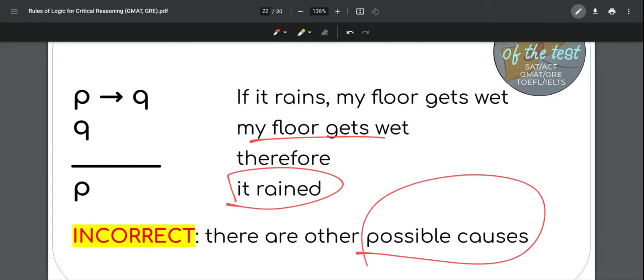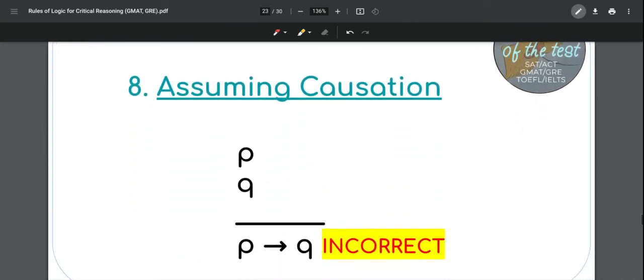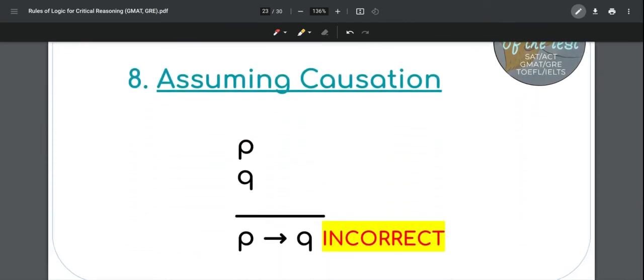Again, in real life, maybe this is true, but it's not logically correct. It's not logically correct that this is necessarily the conclusion that stems from this argument. Maybe someone spilled water, maybe I broke a pipe, maybe we had many different options. Maybe I just pee all over my floor. Who knows? Okay, then we go to the 8th mistake, which is assuming causation.